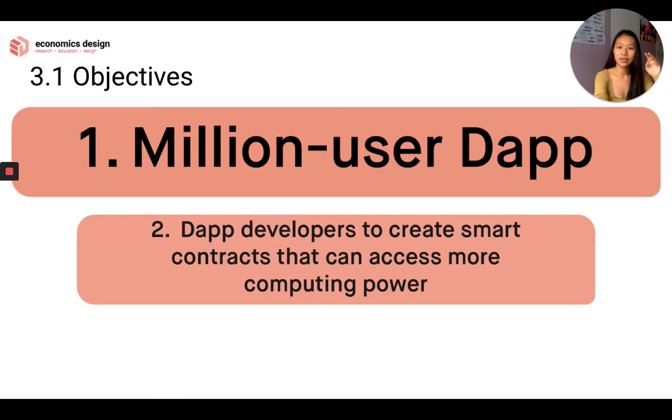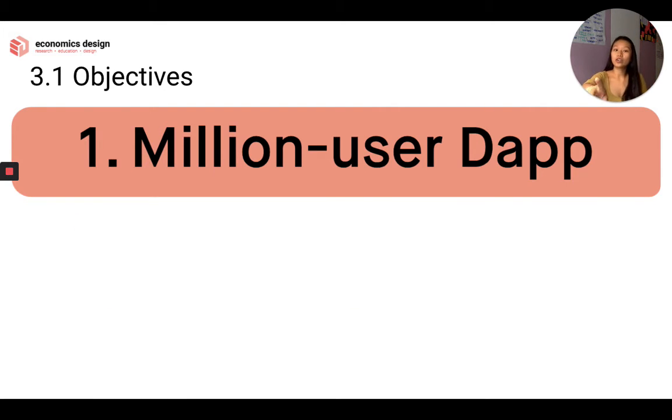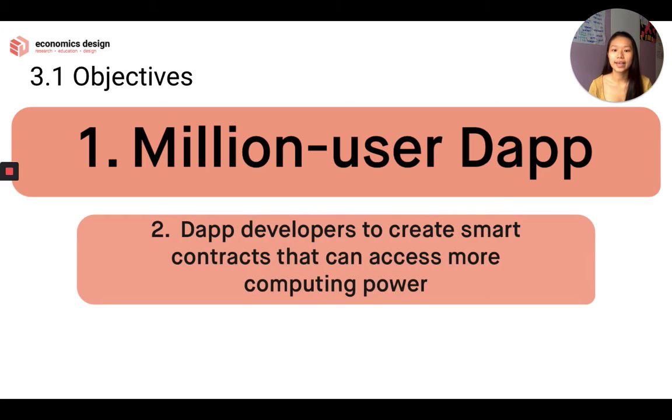The second is, because the objective is million-user dApps, that's why they want to build it on Ethereum, because Ethereum has the most developers that code and develop based on Ethereum. So it does make sense to build on Ethereum. The second is dApp developers want to create smart contracts so that they can access more computing power when they need to, which is like Ethereum. Ethereum is like the giant computer.